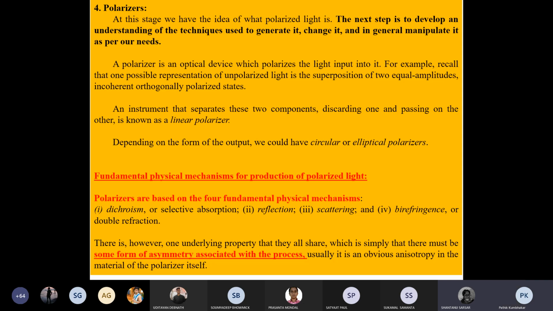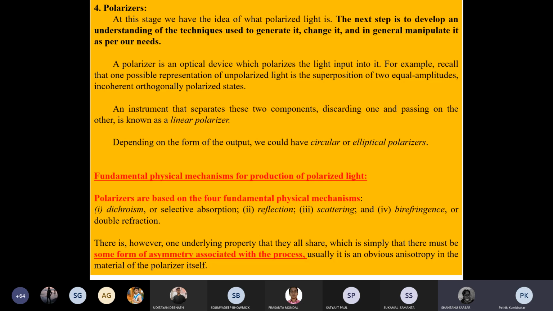We can also produce circular and elliptical polarization. But how to do it? What are the things we require? You understand that polarization means there is some asymmetry in the light. So the material and the device we will be using must have some property that lets them introduce this asymmetry in the vibrations of the electric field of the incident wave.